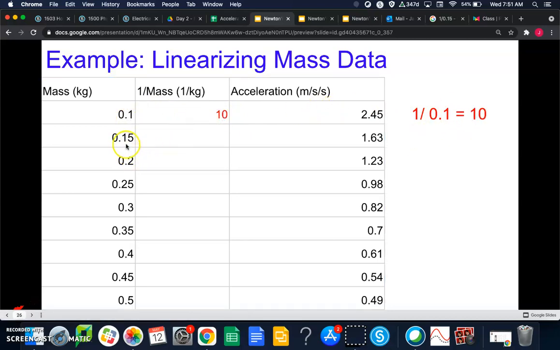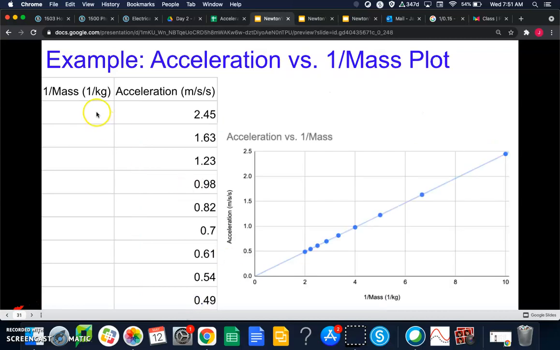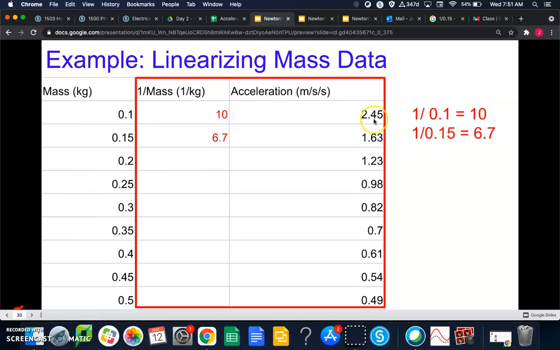For our second data point, I'm going to take this 0.15 and do 1 divided by 0.15. That equals 6.7, so I'm going to put in 6.7. You guys calculate the rest of these, and then once you finish calculating them, you can put them in on the next page here, so you can just copy them over if you want to.